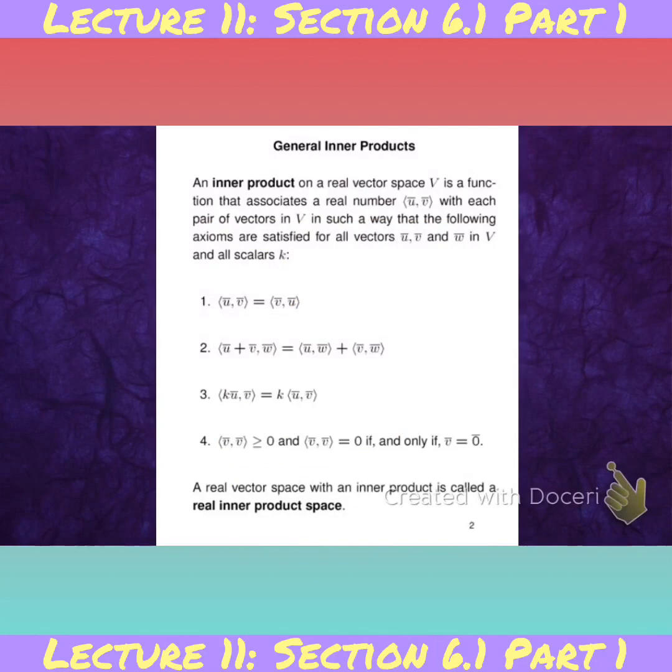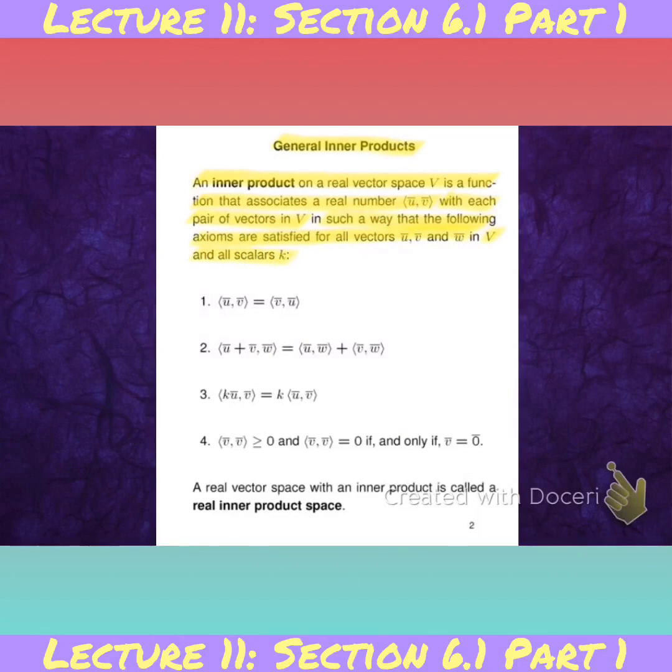Right. Okay, so those were four properties that related to the dot product. Now we're ready to formalize the definition of an inner product. So keep the dot product in mind while we are going through this. General inner products are defined as follows. So what is an inner product? An inner product on a real vector space V is simply a function that associates a real number with each pair of vectors in V, in such a way that the following axioms are satisfied for all vectors u, v, and w in V, and also all scalars k.